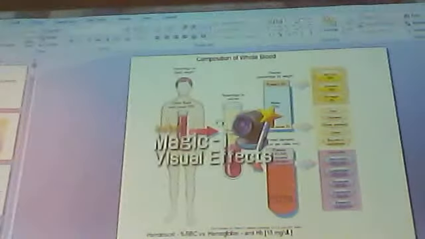Okay, so today we're going to talk about anemia and go through neuro up to kind of midway through.